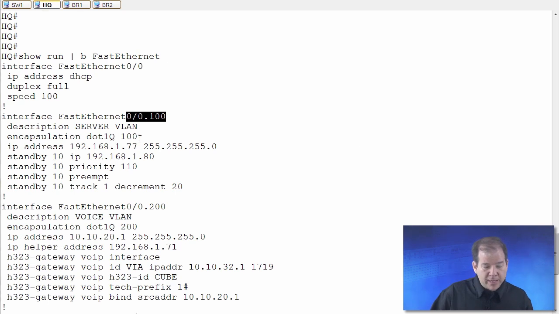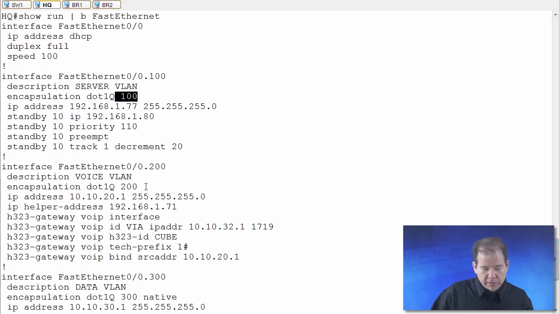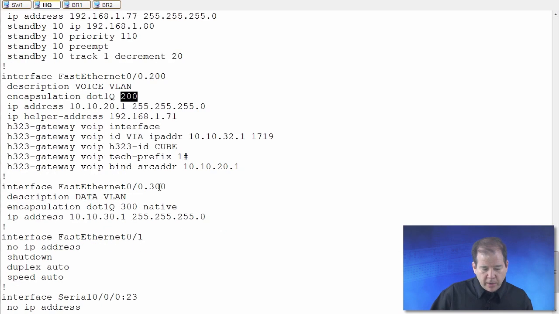Here we're saying encapsulation .1Q 100. Here is 200. Here is 300. Actually, right there's the 300. Oh, and notice the native keyword. We're making sure that the native VLAN matches up on both the router and the switch.